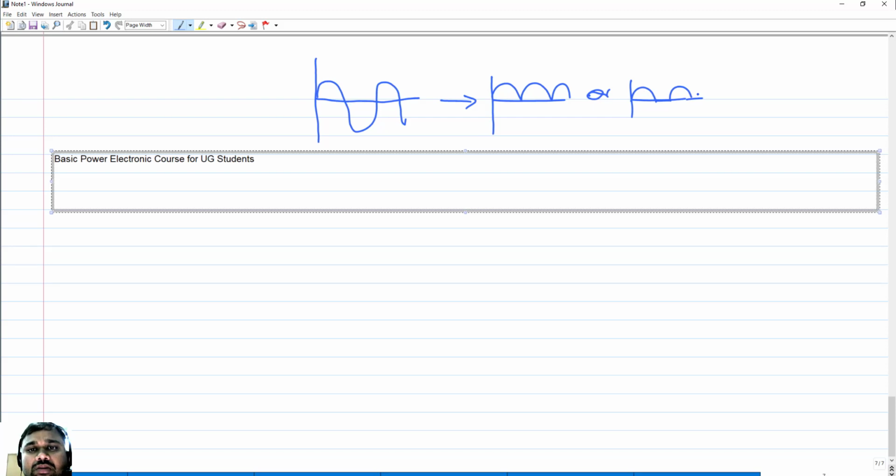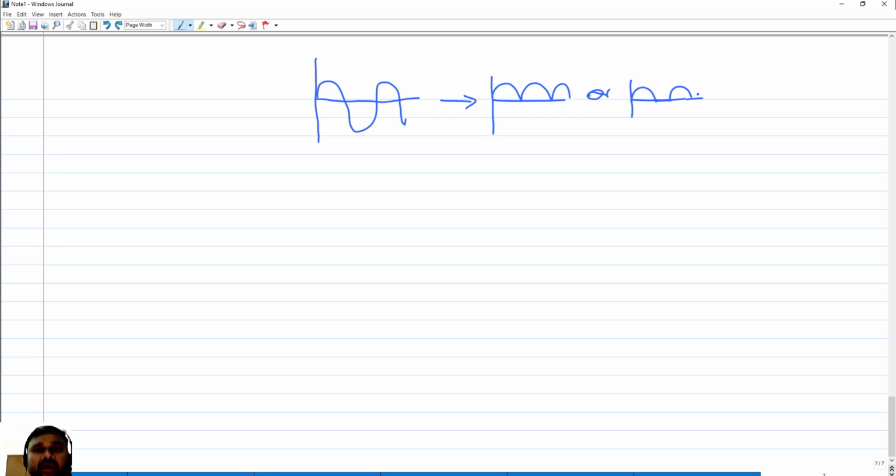One of the approaches is using a rectifier. A rectifier is a device which is used to convert alternating current to direct current.